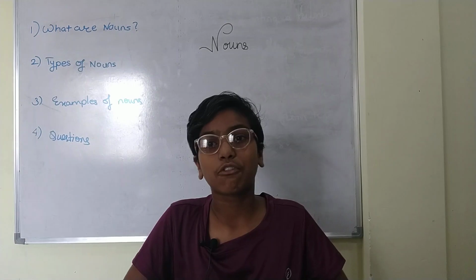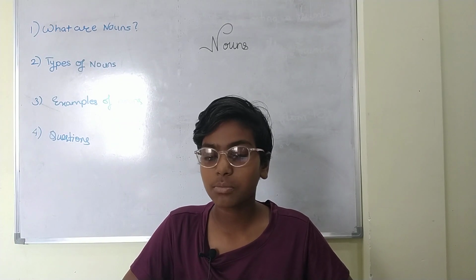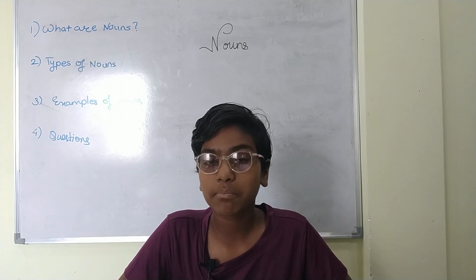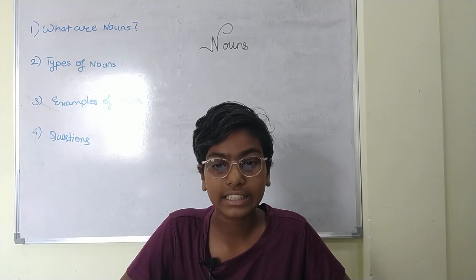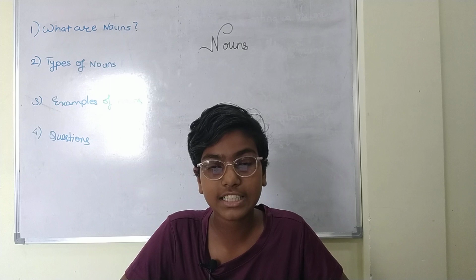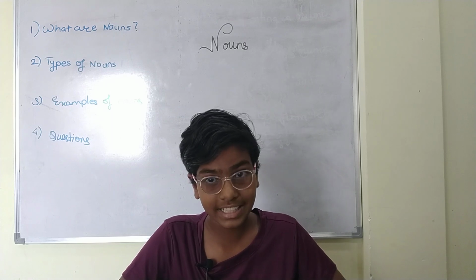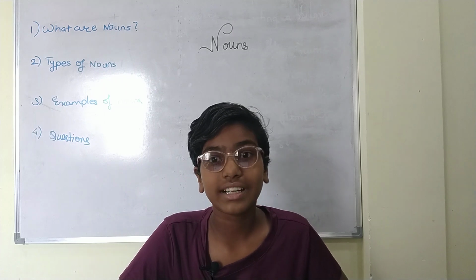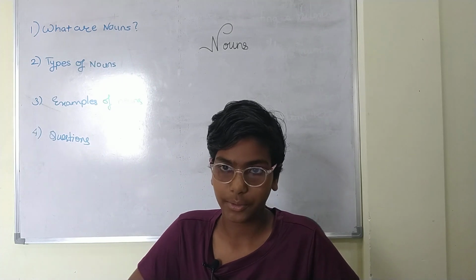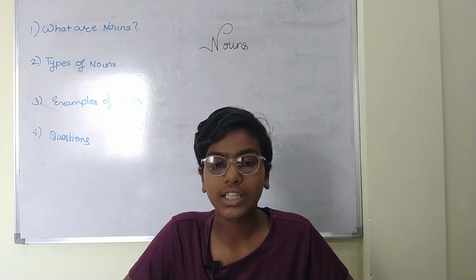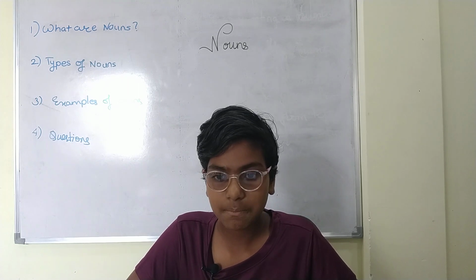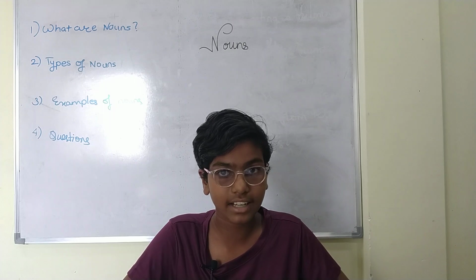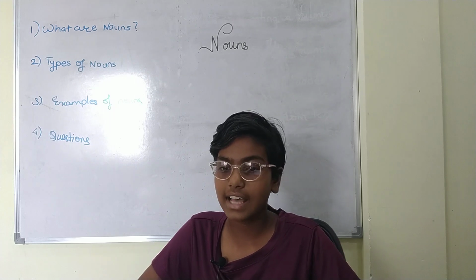So what is the definition of nouns? You might have seen it in many books, right? The words used to name persons, places and things, animals, feelings, qualities, etc. are called nouns. Now what could you understand from the definition I read out? I'll repeat it. The words used to name persons, places, things, animals, feelings, qualities, etc. are called nouns.